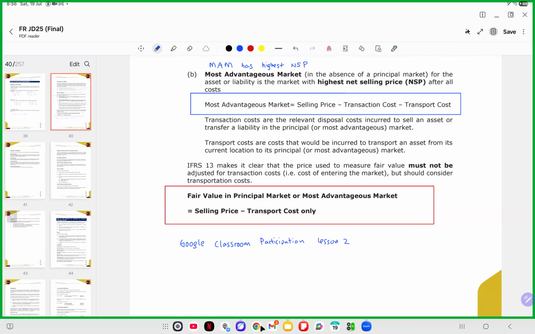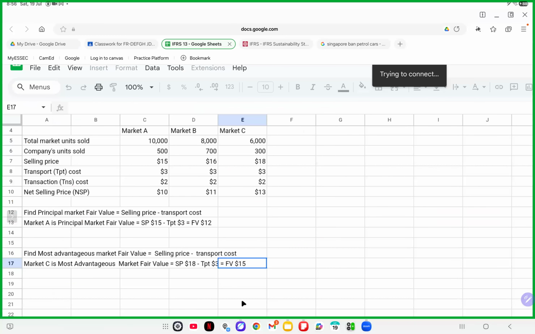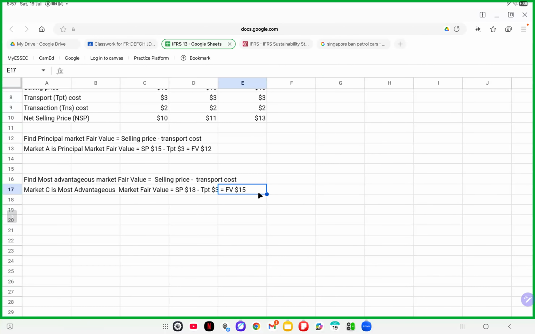All right, so now that you understand the way to calculate, let me show you. This is your fair value, selling price minus the transport. This is your fair value, also selling price minus the transport. So 12 is correct, 15 is also correct. Fair value does not necessarily take the higher. No, not true. So what's your conclusion?